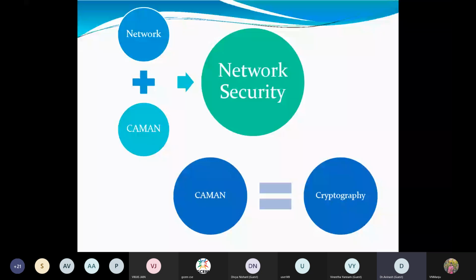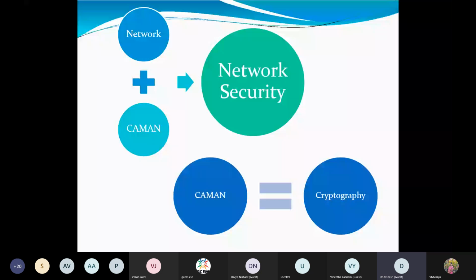Okay. This I have already explained, that the network when combined together with the CAMN, that is the confidentiality, authorization, okay, then message control, okay, then the authenticity, authorization, okay, all these things when combined together, then they can form network security.